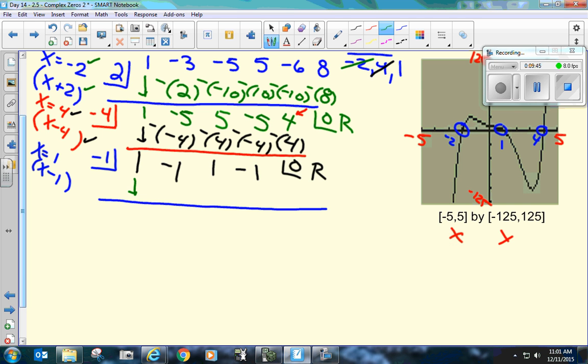Yes, I dropped the 1. -1 times 1 is -1. What happens when I subtract that? You get a +1, and -1 plus 1 is 0. Anything times 0 is 0. And if I subtract that, that's just 1. What goes up next? You get -1. And if I subtract that, you have to add it to get 0. Guess what? That's my remainder. So that means this is a 0, this is a factor.